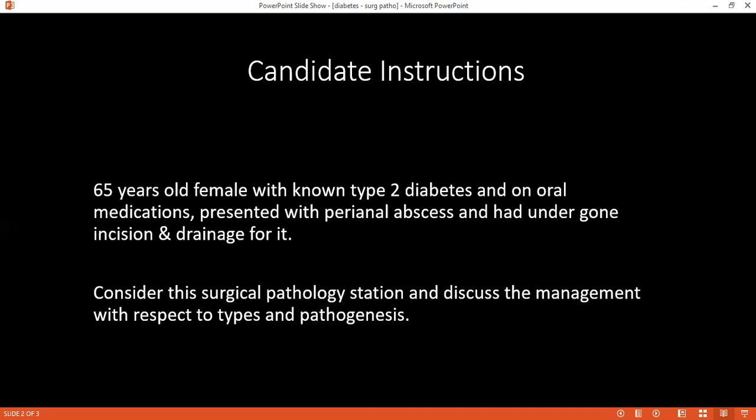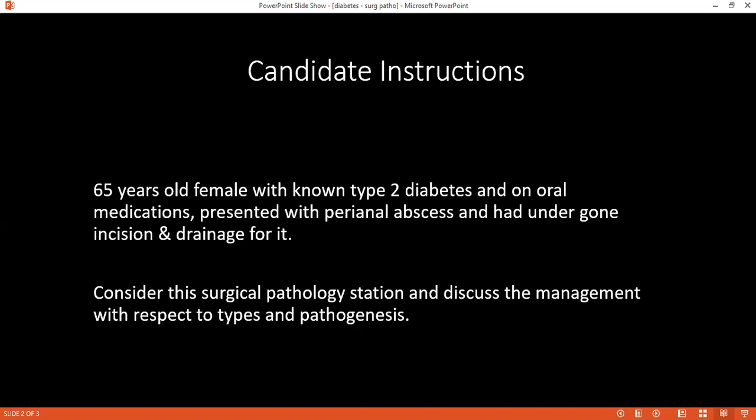This patient is diabetic. I was going to ask you about diabetes, but then if you are interested, we can still go ahead. Since this patient is diabetic and is on oral medications, what management would you suggest for this patient for this condition, for the abscess?